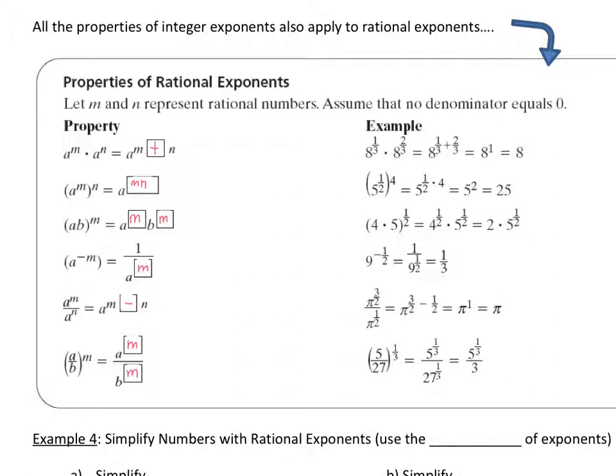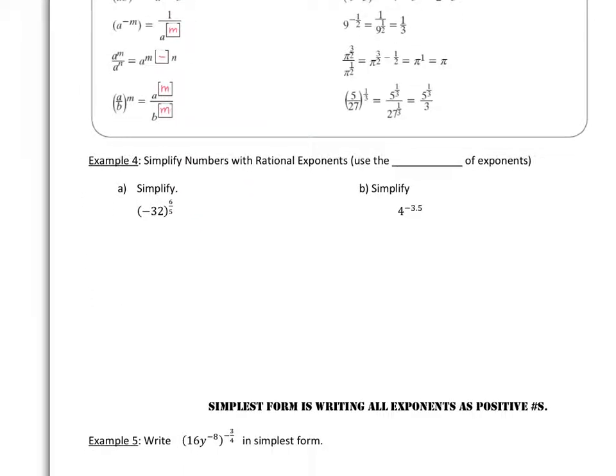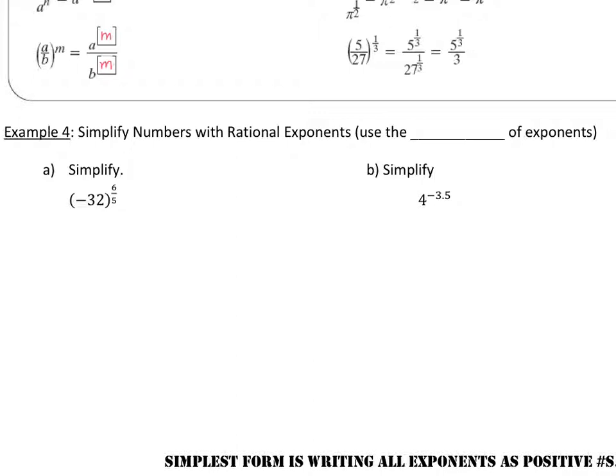Now, here are examples of all those applying to rational exponents. So you can go through and look at them. Like here, the 1/2 and the 4 got multiplied, which ended up being 2. Here they get subtracted, which ends up being a 1, and so on. If you need examples, there they are. We are going to use those properties of exponents to simplify these expressions.